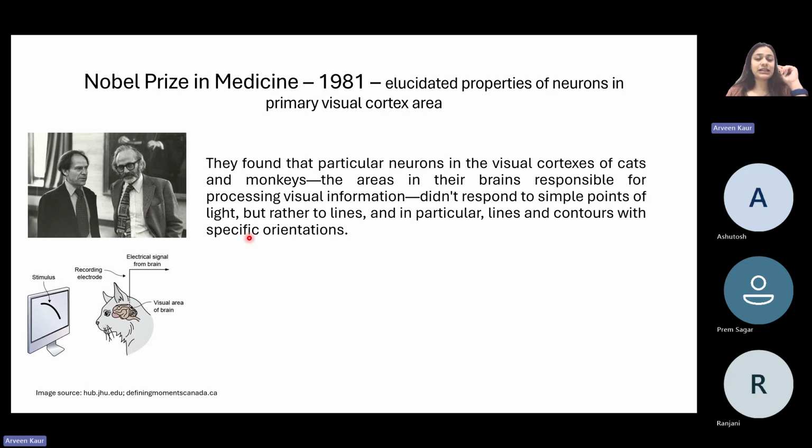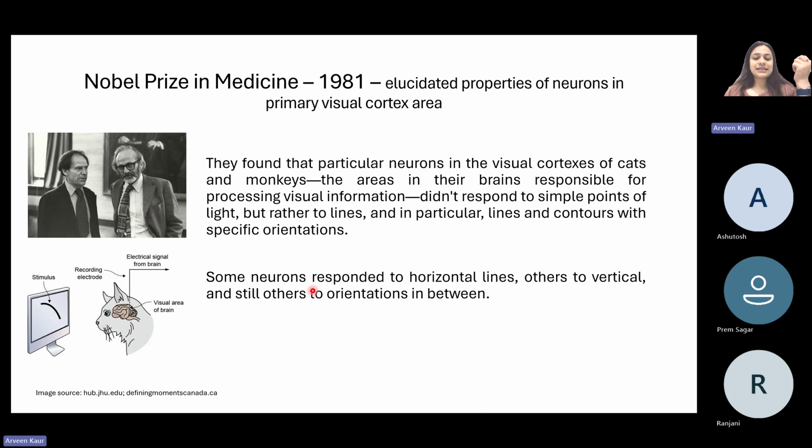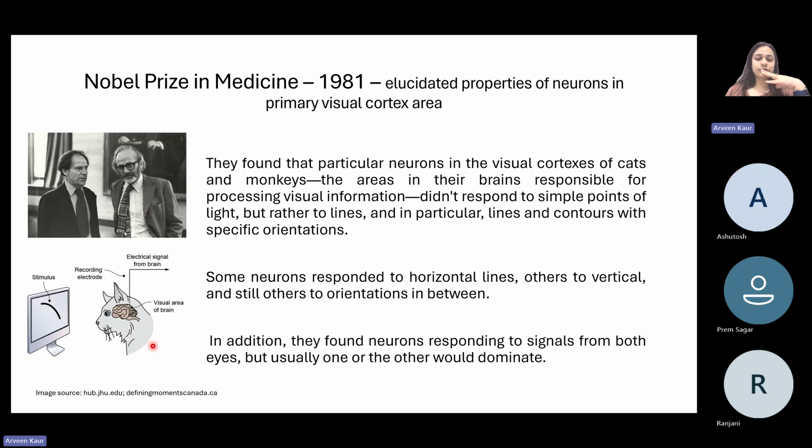What they did was they studied the cat, right? They gave certain stimuli. They had a recording electrode in the brain of the cat and they studied this, right? They found that particular neurons in the visual cortexes of cats and monkeys, the areas in the brain responsible for processing visual information, didn't respond to simple points of light, but rather to lines, and in particular lines and contours with specific orientations, right? So, some neurons responded to horizontal lines, others to vertical, and still others to orientations in between these two conditions, right?